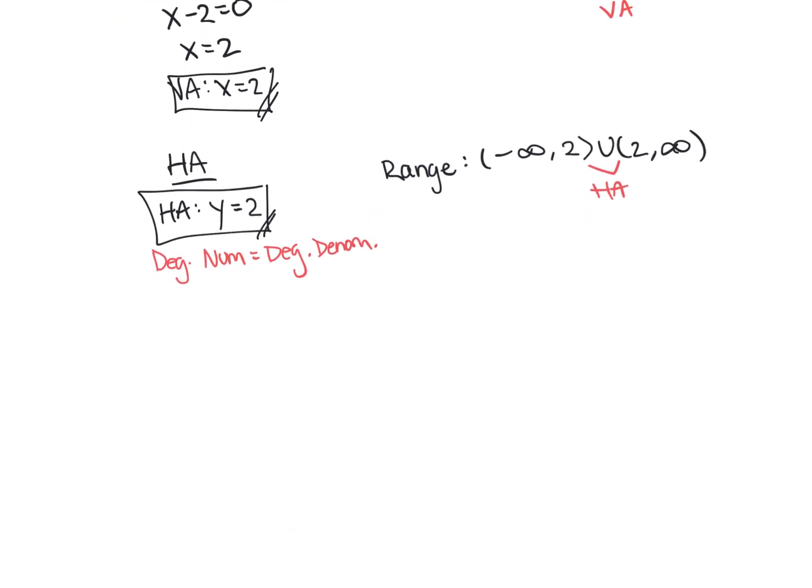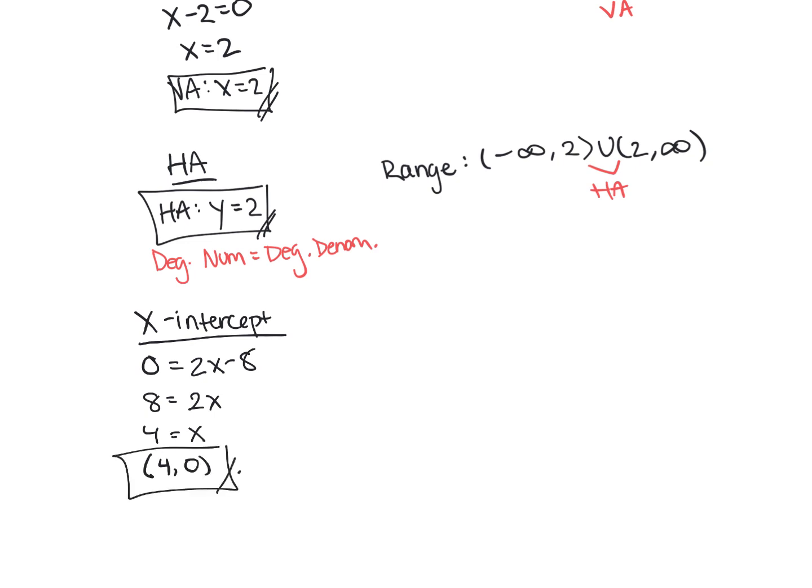So our x-intercept, you can set the whole equation equal to 0, or you can just set the numerator equal to 0, and have 0 is equal to 2x minus 8, and solve from here. So I'm going to add 8 to both sides, and get 8 is equal to 2x. I'll divide both sides by 2, and get x is equal to 4. So our x-intercept is the point 4, 0.